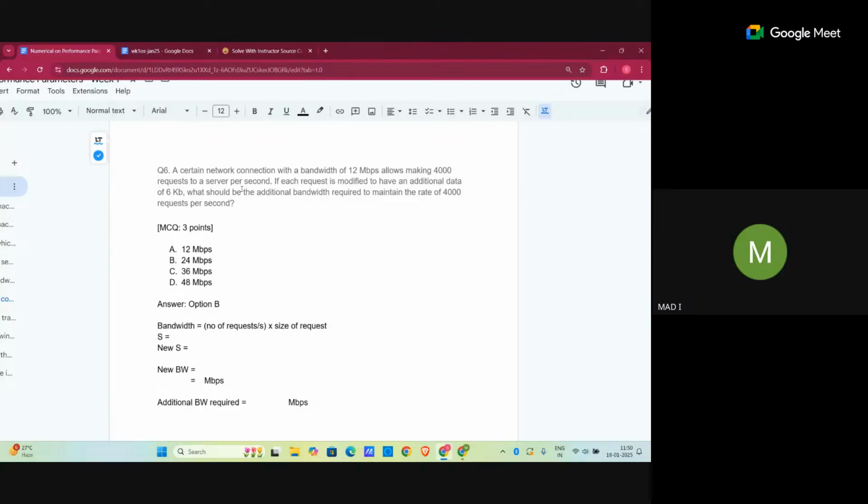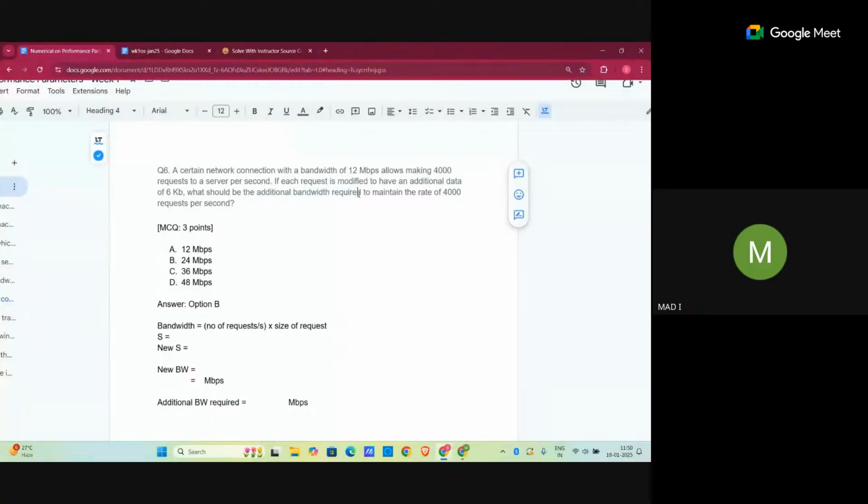Now note this one thing. What is asked? What is additional bandwidth required? It is not asked what will be the total bandwidth when this file got changed. What is asked is the additional bandwidth. So we will calculate the new bandwidth and subtract the old bandwidth from it. That will be the additional bandwidth required.